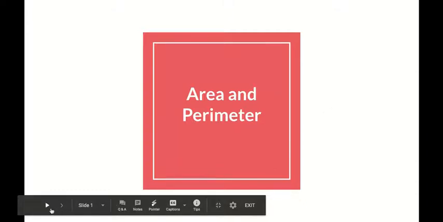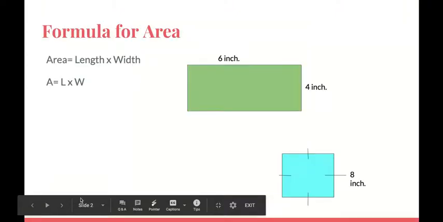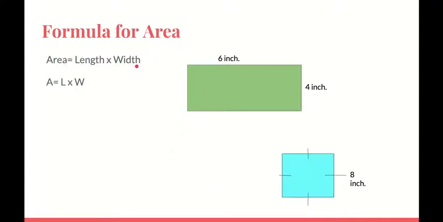This week we are going to continue our work with area and perimeter. So last week we learned that to find the area of a rectangle, we multiply the length times the width. And here our length, the longer side generally, is 6 inches, and our width was 4 inches. When we multiplied them, we're going to get 24 inches squared.